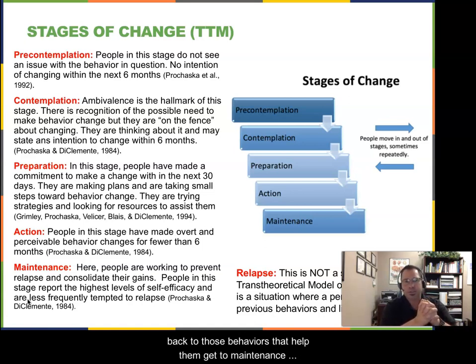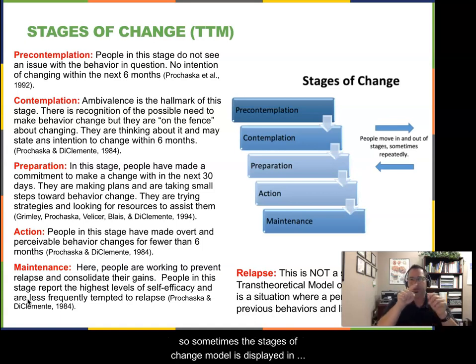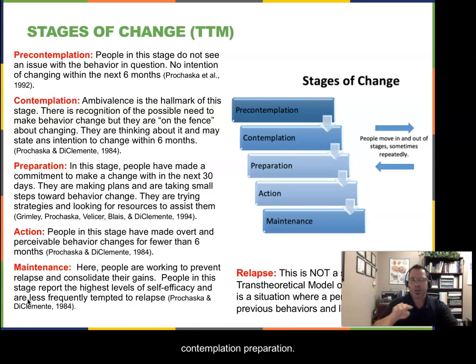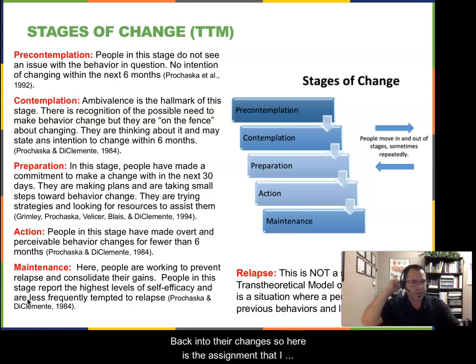So sometimes the stages of change model is displayed in a circle where you have pre-contemplation, contemplation, preparation, action, and maintenance, and then relapse goes off the circle, and then they can circle back in, back into their changes. So here is the assignment that I want you to do.